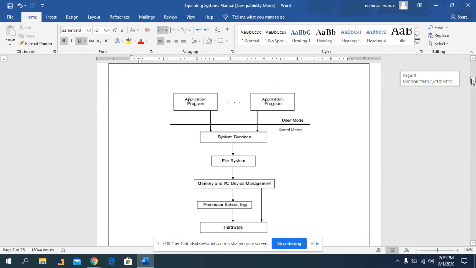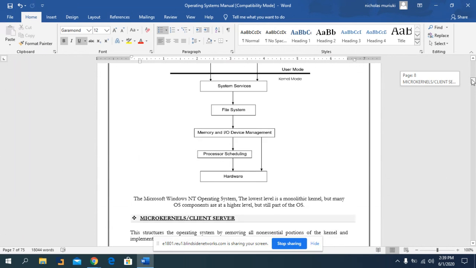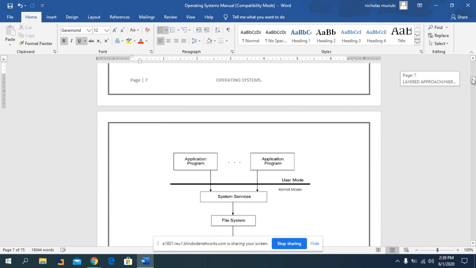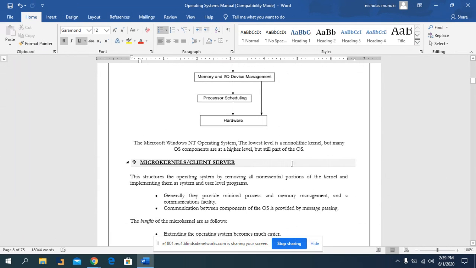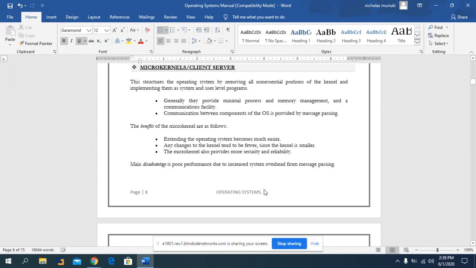But to improve on execution, we need to understand that the best operating system uses what you call the microkernel. And when it is using the microkernel, the benefit is that extending the operating system becomes much easier. So you can extend the operating system, you can improve the functionality of this operating system. Any changes to the kernel tend to be fewer. So any changes from one kernel to another, because we are having many kernels.